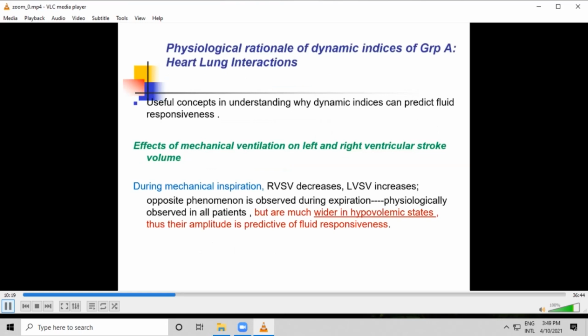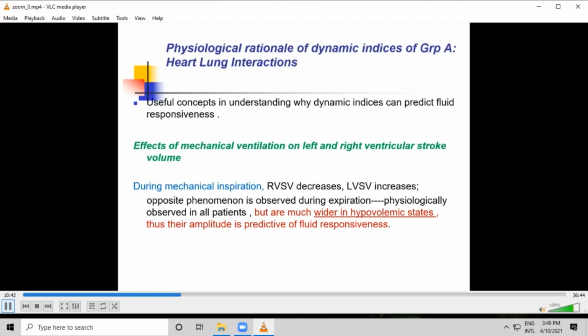Physiological rationale of dynamic indices of group A, that is heart-lung interactions. Useful concepts in understanding why dynamic indices can predict fluid responsiveness: effects of mechanical ventilation on left and right ventricular stroke volume. Now let us understand this very clearly.